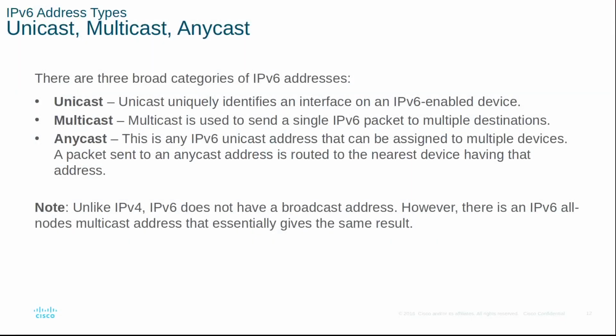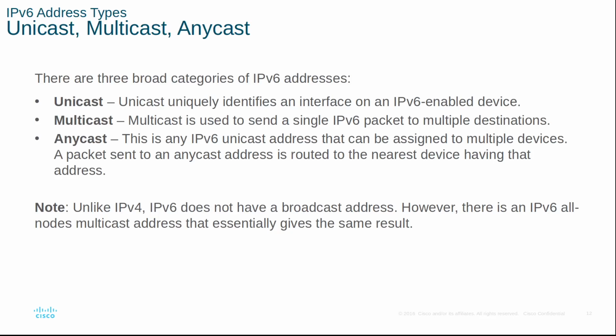We're going to look at different address types and how addresses are formatted, aside from the fact that they're a bunch of hex sets that we just looked at. There's three different types. Unicast, which uniquely identifies an interface on an IPv6 enabled device. Multicast, which is used to send a single IPv6 packet to multiple destinations. And Anycast. These are IPv6 addresses that are unicast addresses, but they're assigned to multiple devices. So a packet that's sent to an Anycast address is routed to the nearest device that has that address. Kinda like a broadcast, but also not a broadcast.